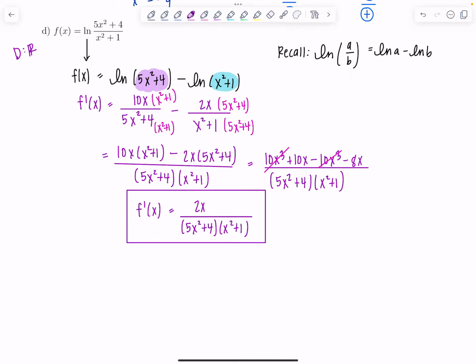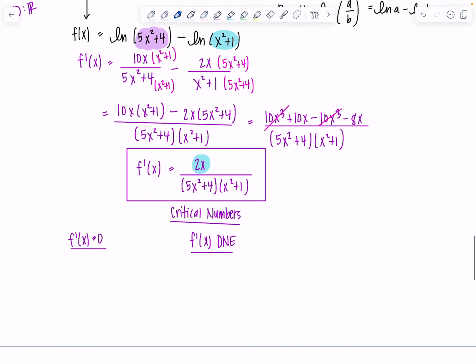Beautiful. Okay, so let's get our critical numbers. They come from two places: where f prime of x equals 0 and where f prime of x does not exist. So f prime of x equals 0, that happens when the numerator is 0. So that means 2x equals 0. That's when x is 0.